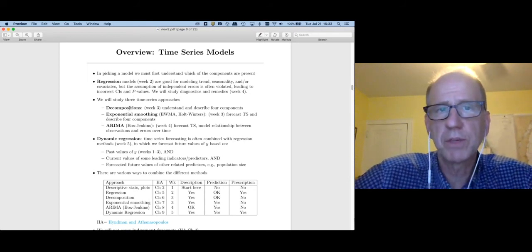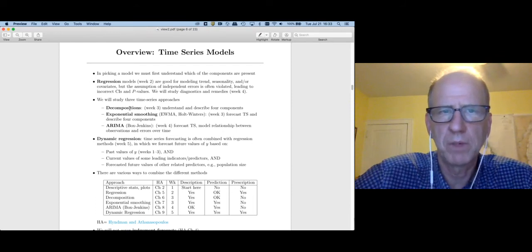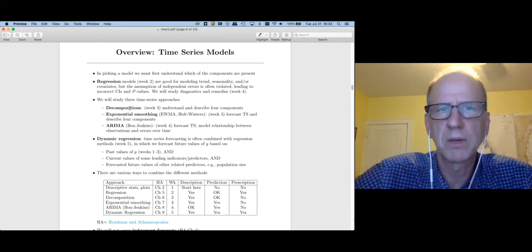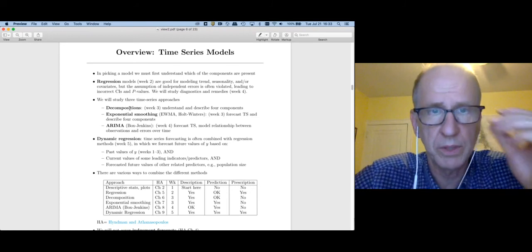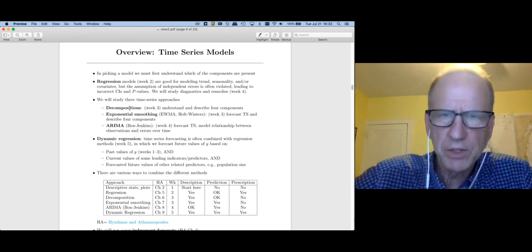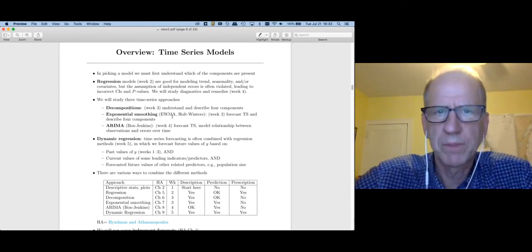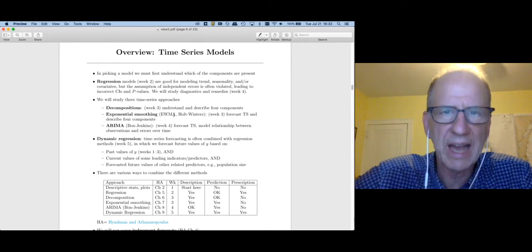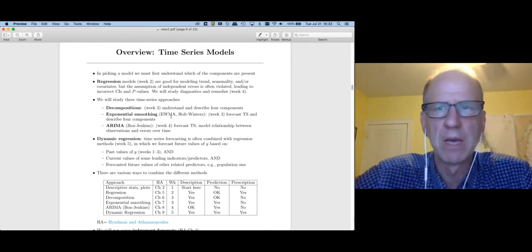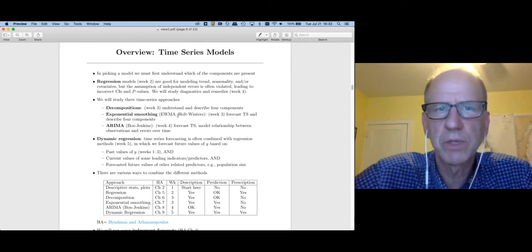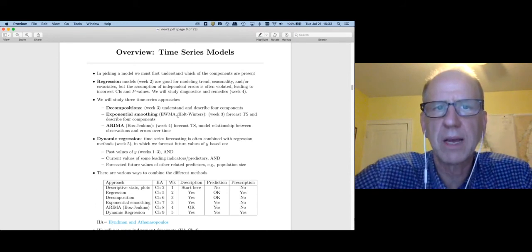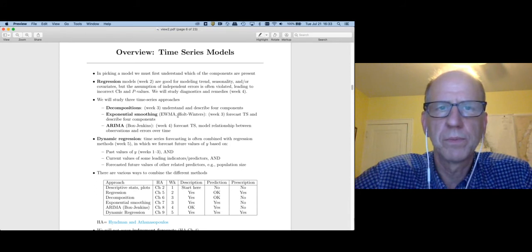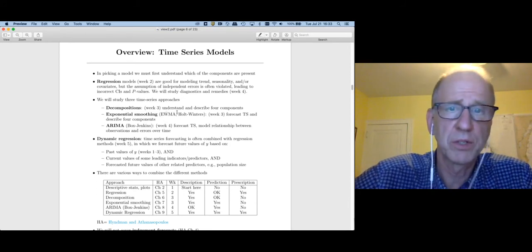Decomposition methods are going to be one of the early methods that we talk about. We'll talk about those in week 3. Then exponential smoothing. Some of the big names to know affiliated with exponential smoothing are exponentially weighted moving averages, EWMA, and Holt-Winters smoothing is another example of exponential smoothing. So we're going to do decompositions and exponential smoothing in week 3.